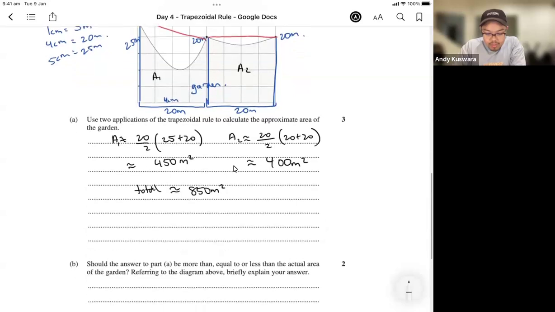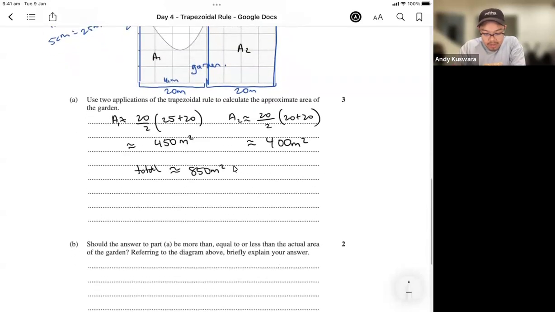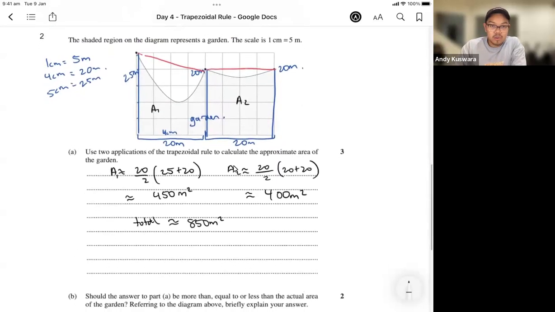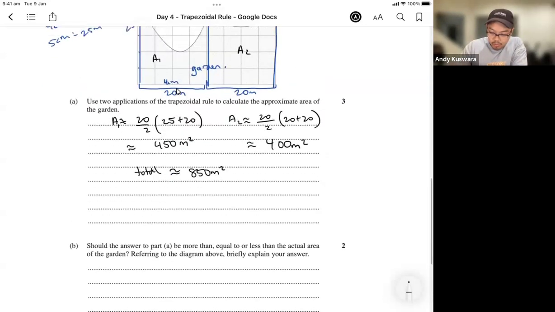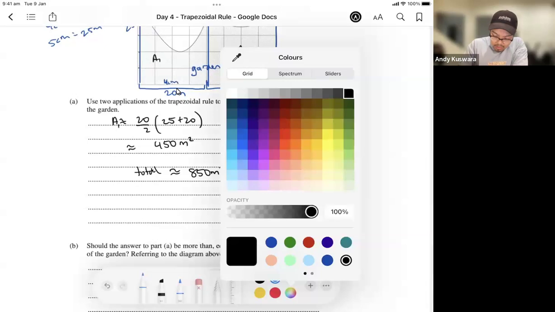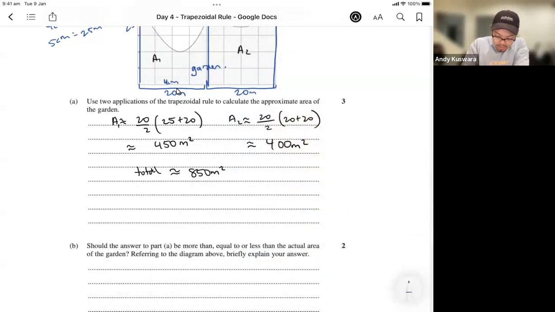Okay. Second part of your question says, should the answer to part A be more than, equal, or less than the actual area of the garden? So if you see here, using those trapeziums that we drew, we have definitely overestimated because there's parts in here that we counted that we didn't need to count. Okay, so in this particular case, we want to explain our answer. So we'd have to say, answer to A is more than actual area.